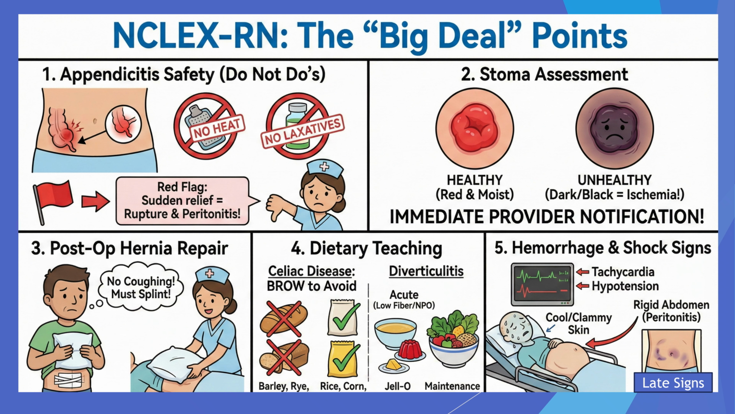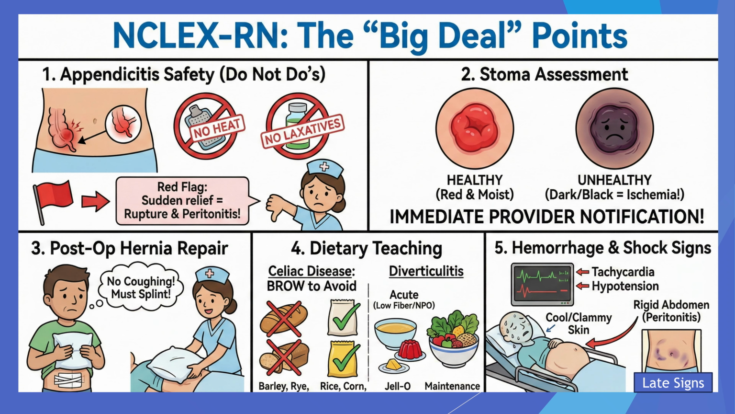Dietary teaching, celiac: remember the BROW to avoid. B is barley, R is rye, O is oats, unless certified gluten free. So the wheat, rice, corn, and potatoes are safe.